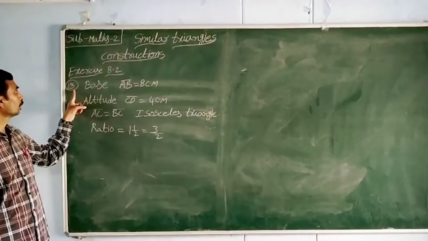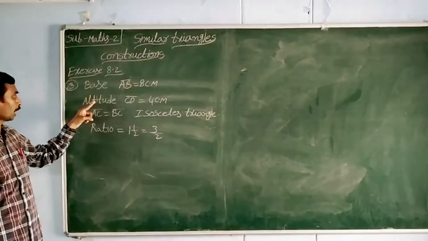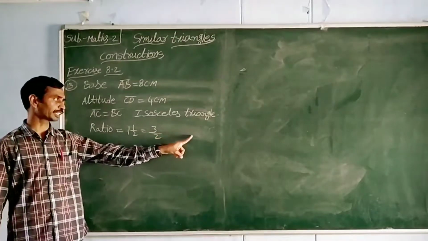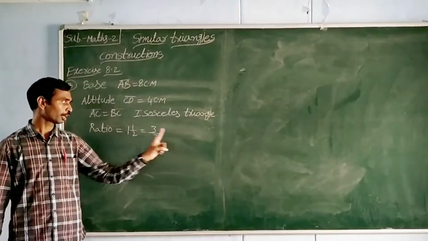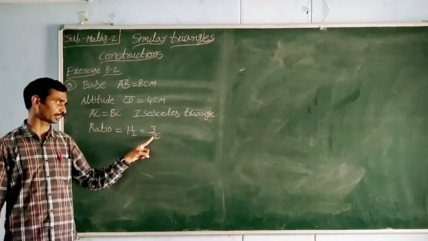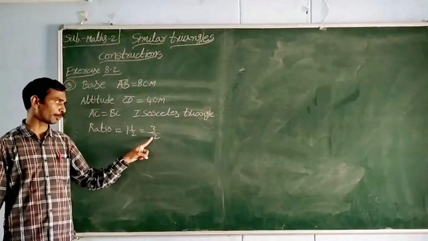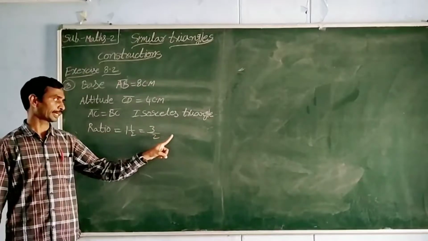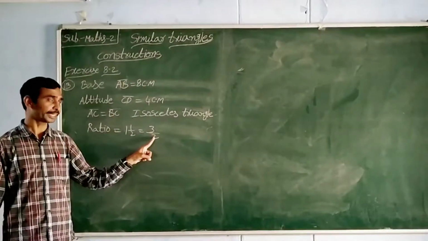Next problem, they have given the base and altitude, and an improper fraction. Previously we discussed proper fractions, now we are discussing improper fractions. Here the numerator is big and the denominator is small. We want to construct a 3:2 ratio similar triangle. Then the required triangle is the bigger triangle.